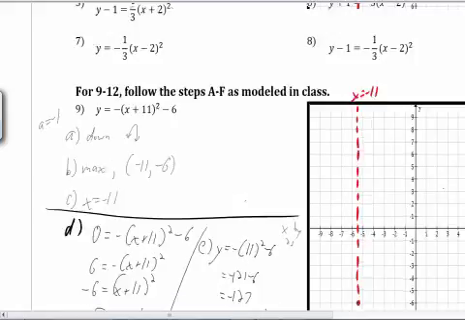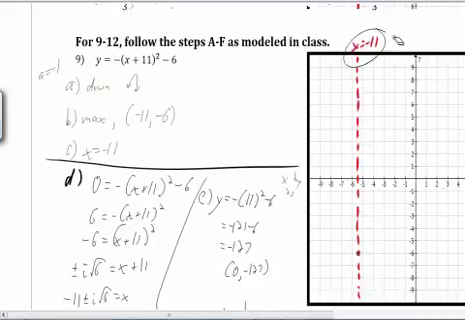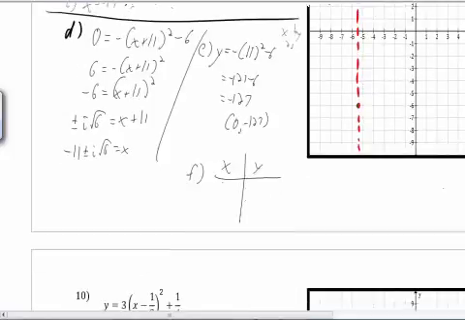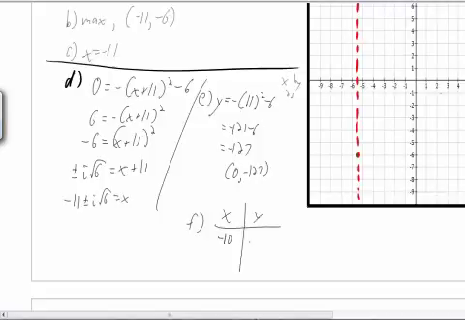This axis of symmetry is at x equals -11, so let's go x equals -10 to get a point right by the axis of symmetry. If we plug in -10 for x, we get -1 squared minus 6, or -7. So (-10, -7) is a point. We're going to plot that here and here.